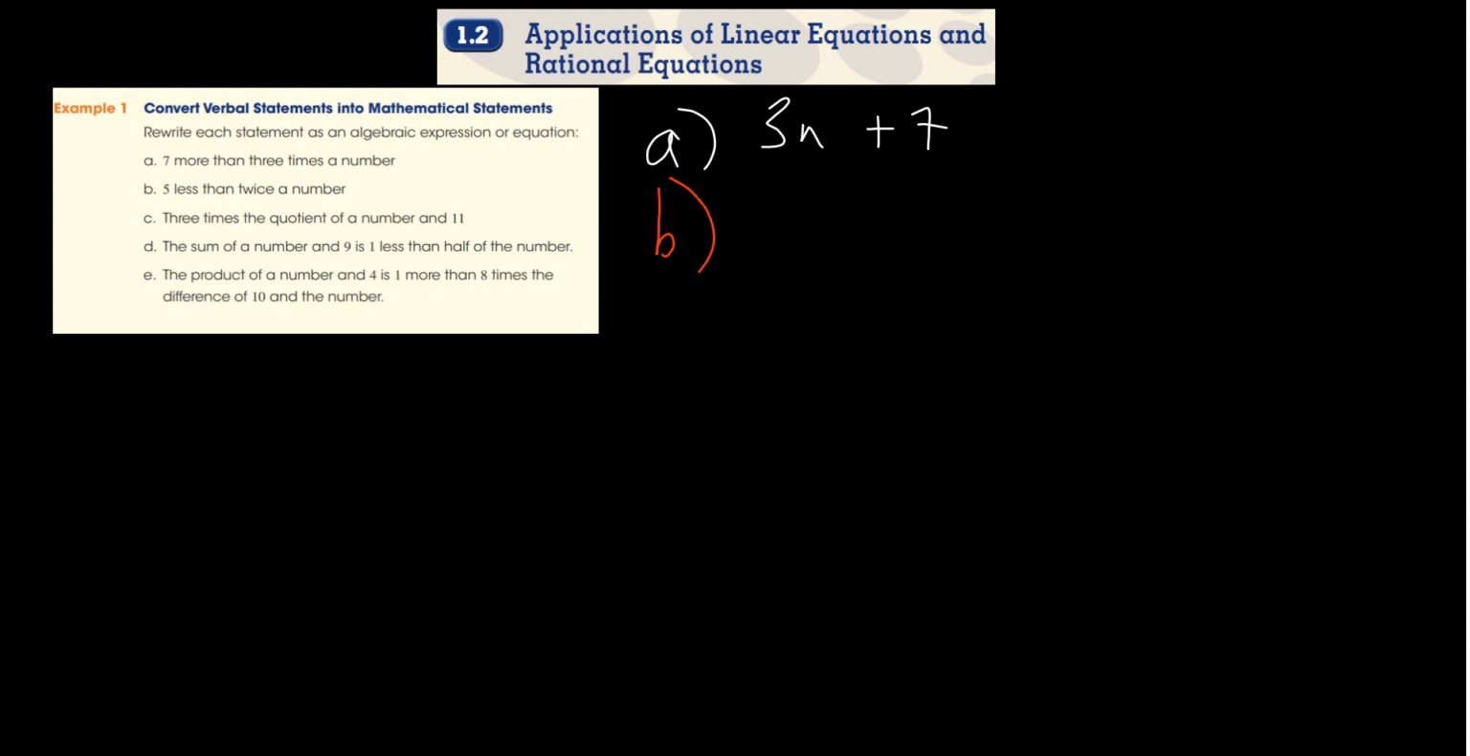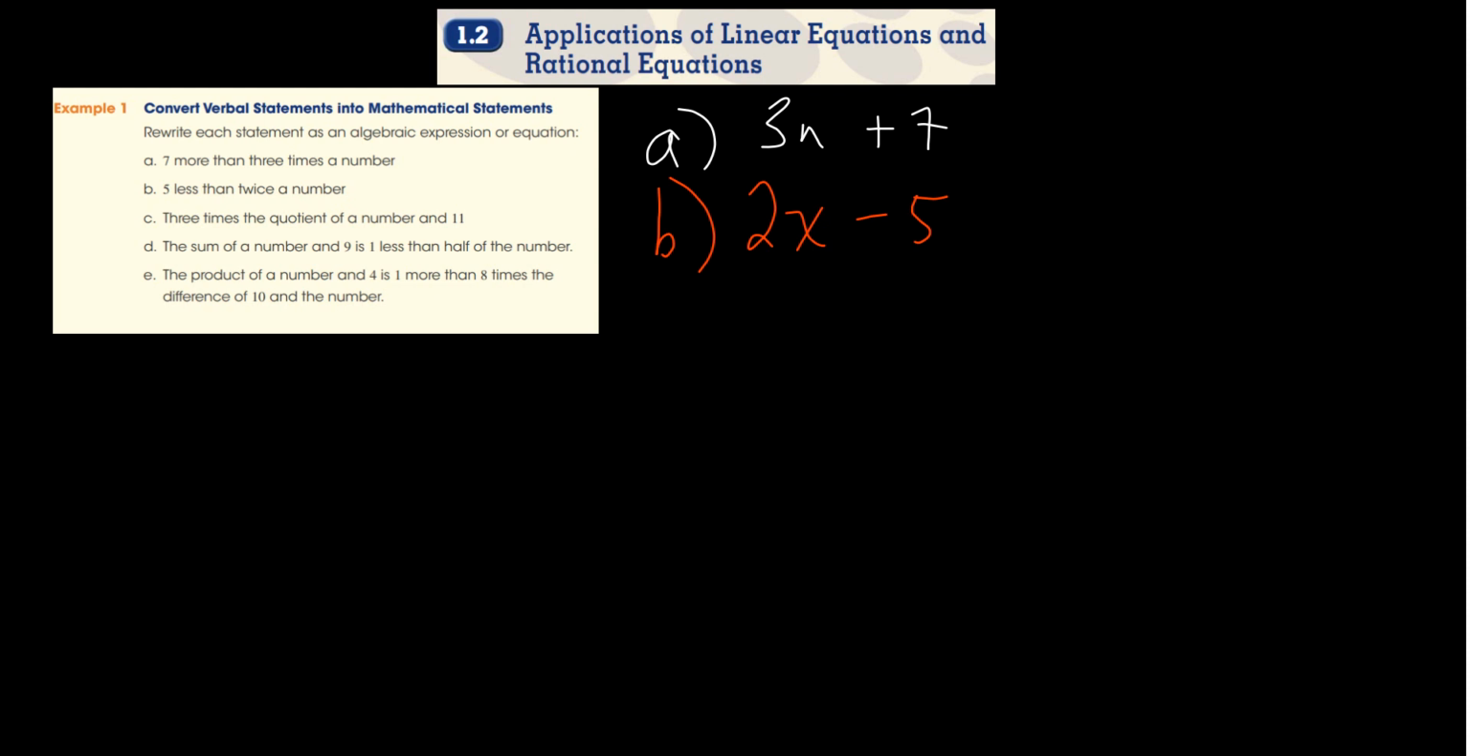B. 5 less than twice a number. So 5 less. All right, well we'll go ahead and put the 5 less there, right? So 5 less than twice a number. So doesn't matter what variable we use. In A, we used n for number, but for B, we're going to just go ahead and use x. So we said twice a number. Okay. So that is indeed 5 less than twice a number.